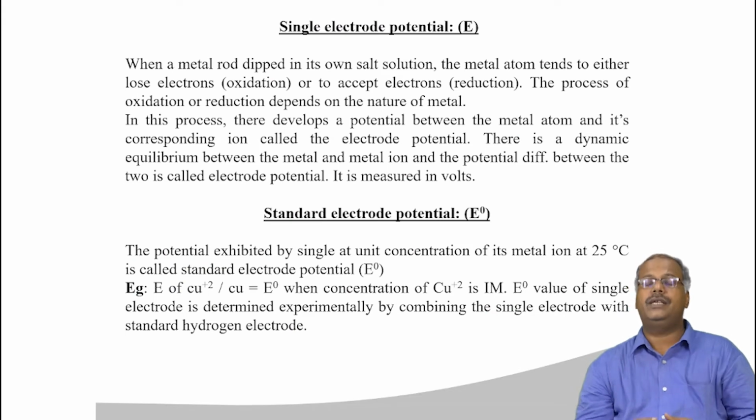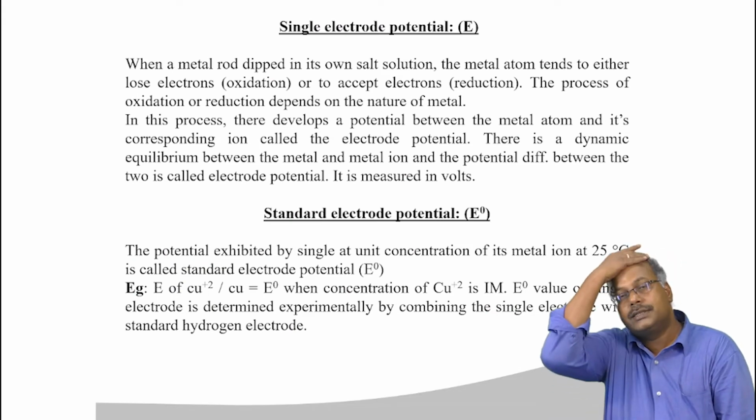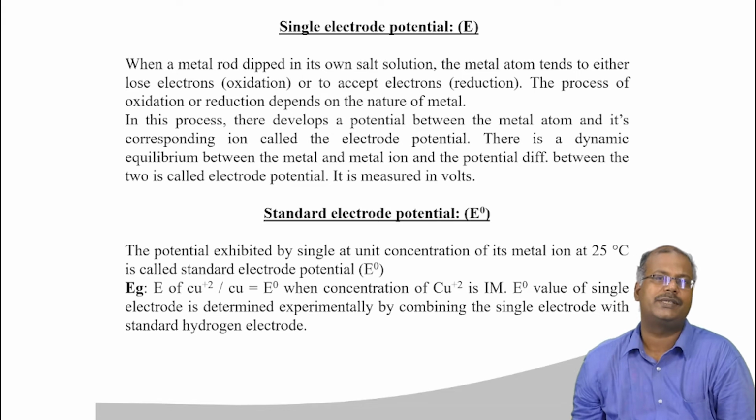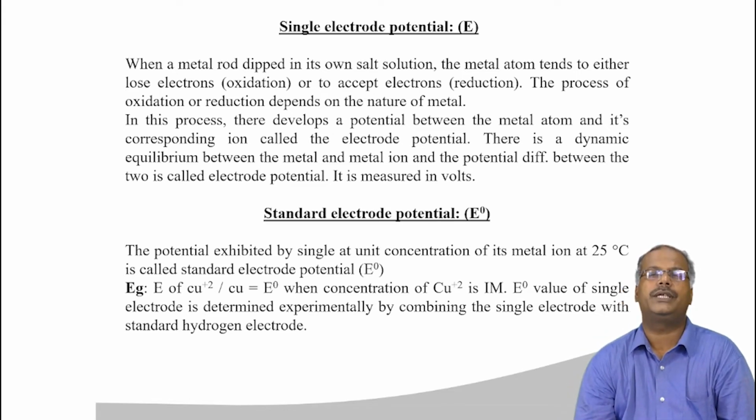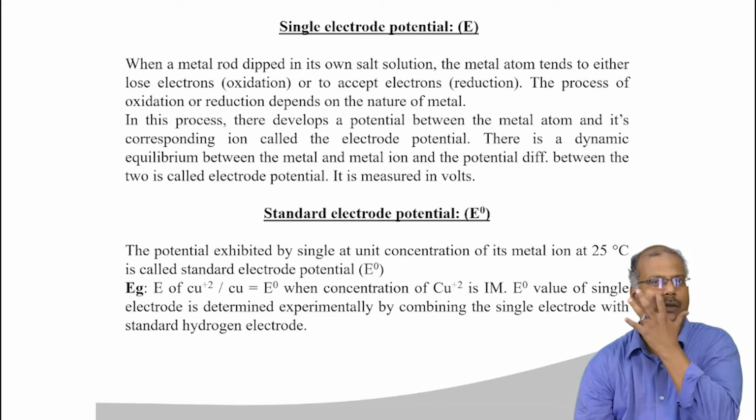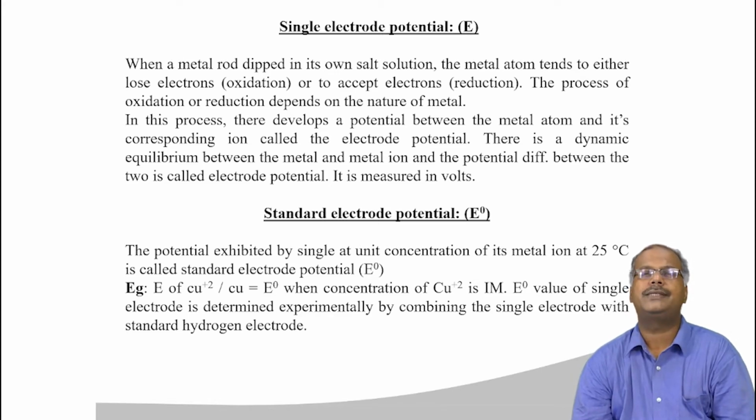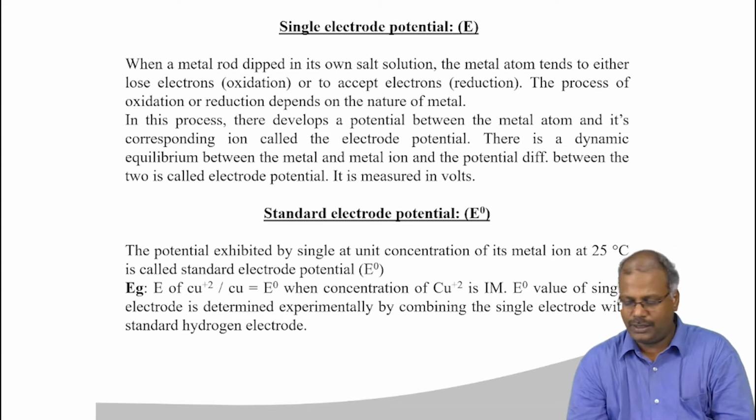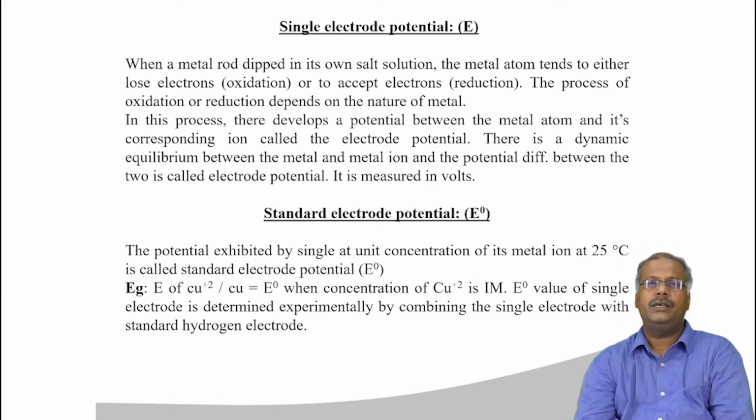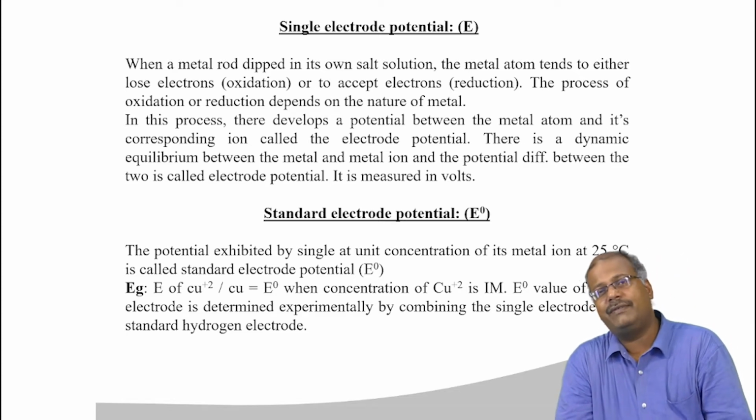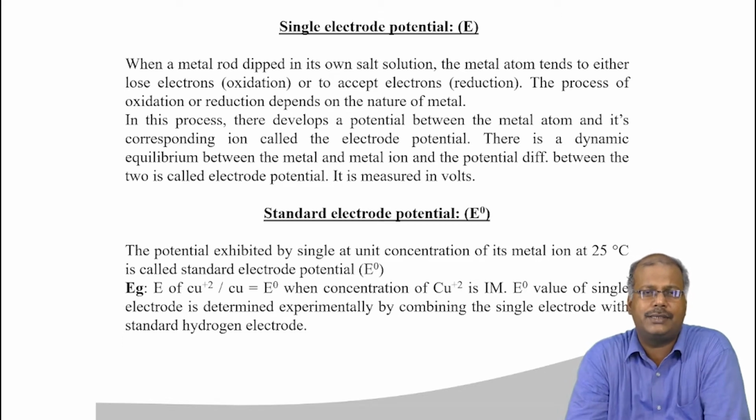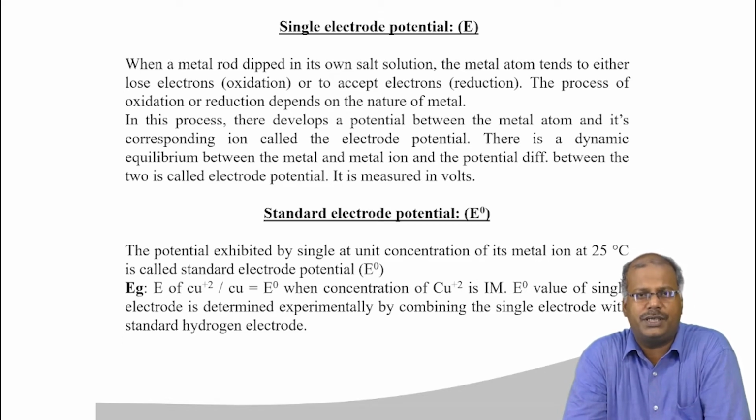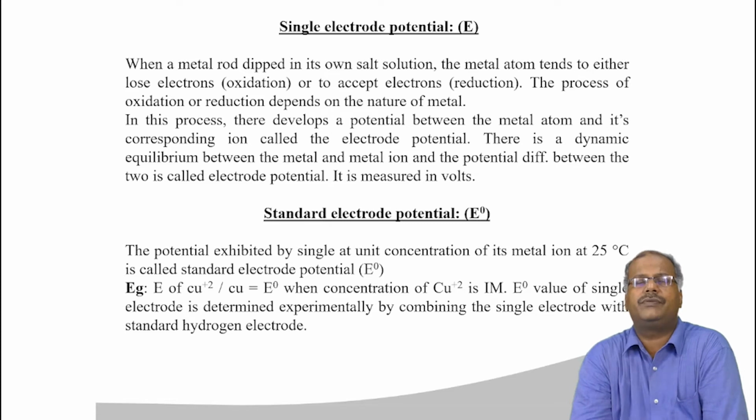Okay. Next we see electrode potentials, represented by capital E. What is meant by electrode potential? What is meant by single electrode potential? What is meant by standard electrode potential? We have seen the construction of galvanic cells, how they are represented, how they are diagrammatically connected, and what their voltages are.